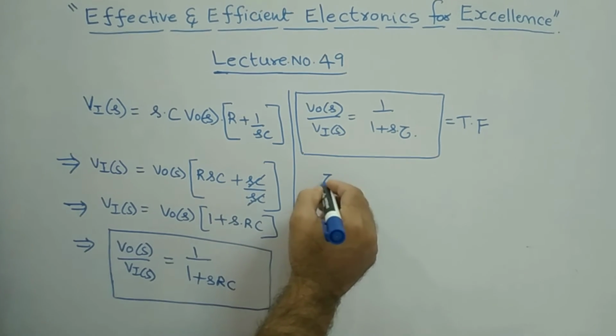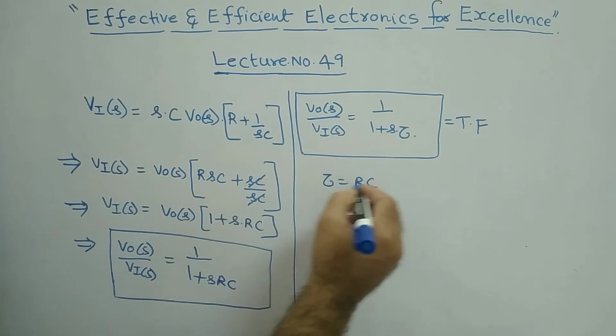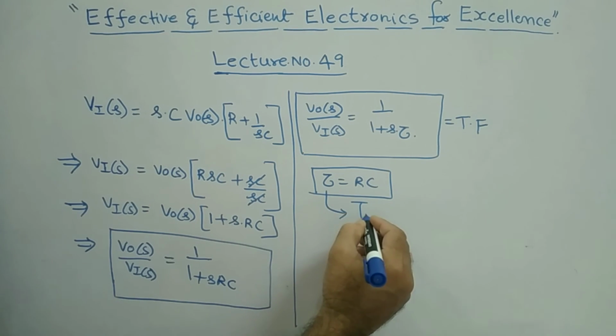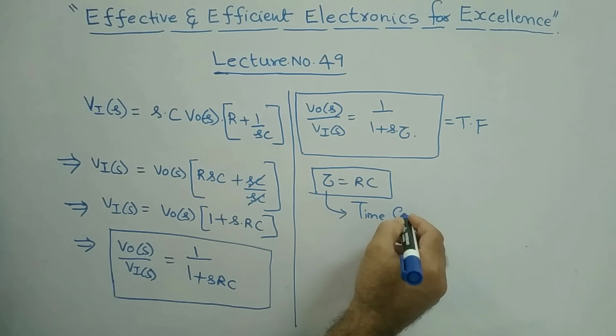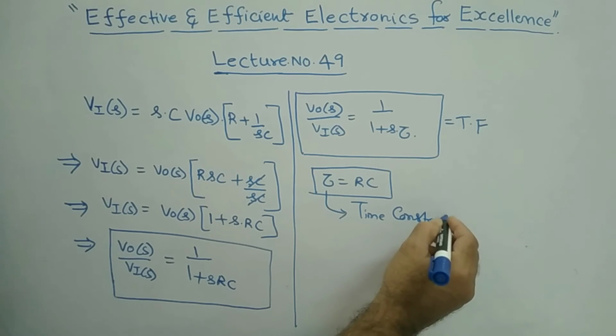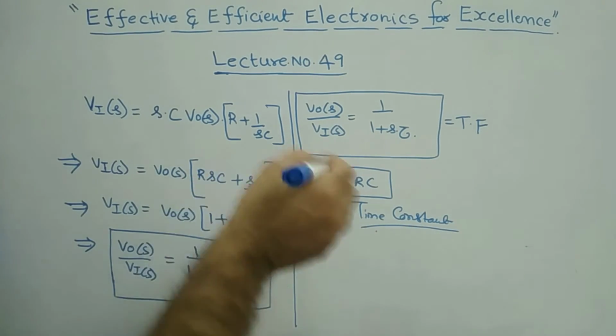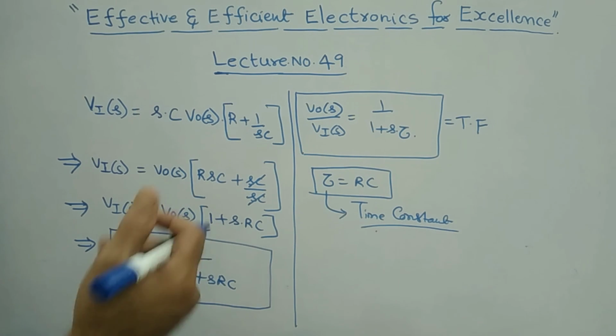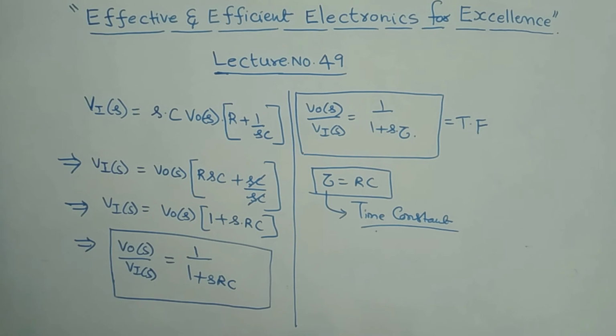Tau, where tau is equal to R into C. This is called the time constant. Tau is called the time constant of the RC circuit. So this is what your 1 by 1 plus S tau is, the ratio of this expression. So this is a simple RC circuit, and it is a low pass filter, you can say.